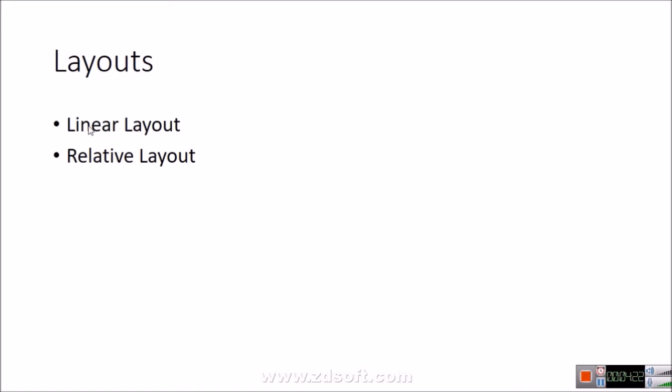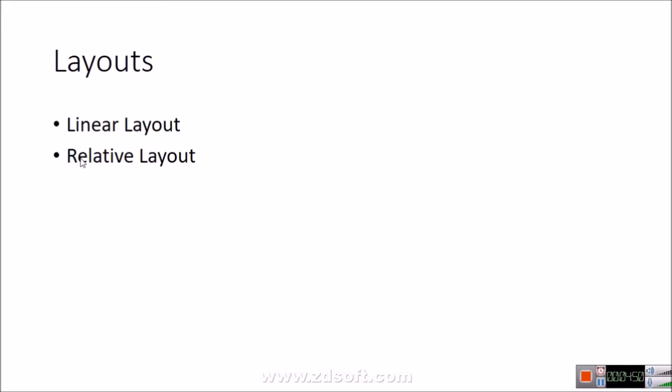Now, there are two types of layouts. Either you can use linear layouts or relative layouts. Linear layouts, as the name suggests, are used if you want to align the views linearly in a row or a column. You can give orientation in linear layouts, like vertical or horizontal. I will be talking about it after starting with the Android Studio app.